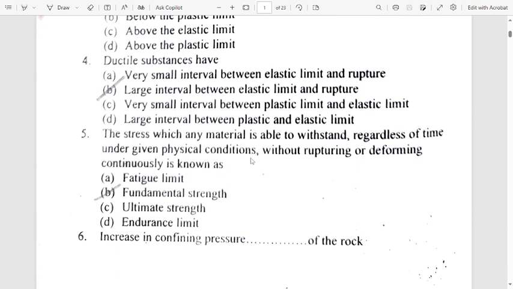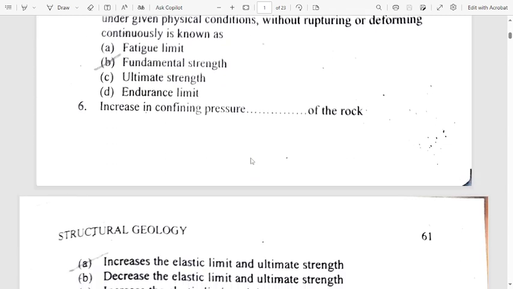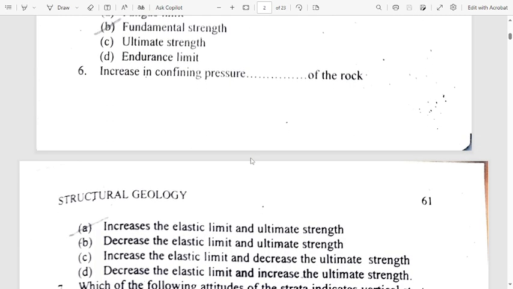Ductile substances have very large interval between elastic limit and rupture. The stress which any material is able to withstand regardless of time under given physical conditions without rupturing or deforming continuously is known as fundamental strength. Increase in confining pressure increases the elastic limit and ultimate strength of the rock.